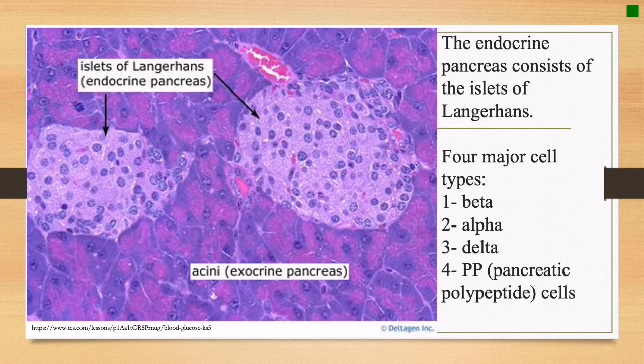The delta cells secrete somatostatin, which suppresses both insulin and glucagon release. The PP cells secrete the pancreatic polypeptide, which exerts several gastrointestinal effects, such as the stimulation of the secretion of gastric and intestinal enzymes and the inhibition of intestinal motility. The most important disease of the endocrine pancreas is diabetes mellitus, caused by the deficient production or the action of insulin.